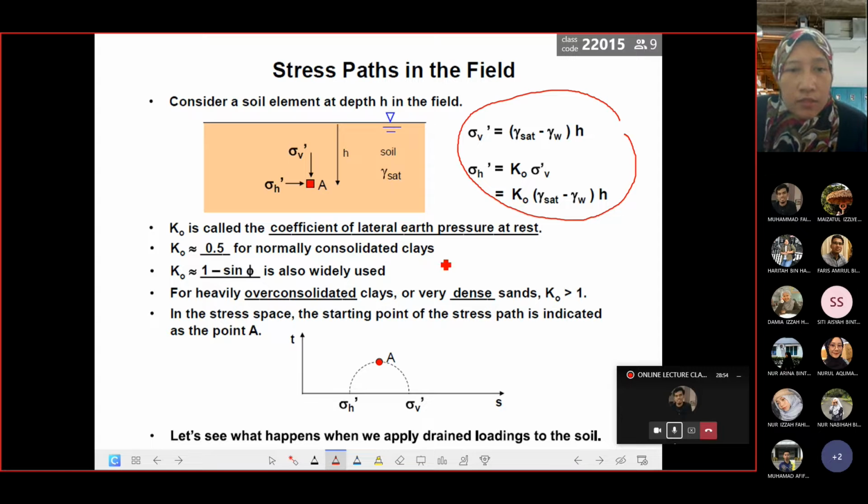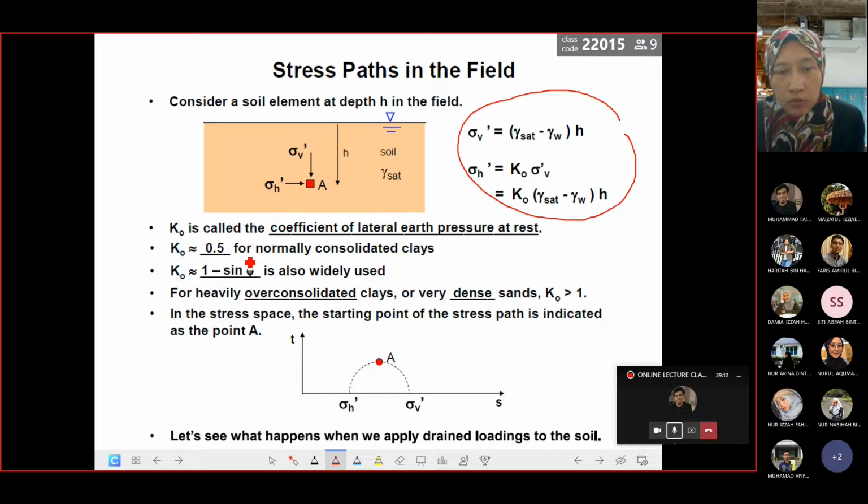Okay, normal consolidated clays ni, if you remember in order to identify the strength of the soil sama ada dia residual, ultimate, peak strength, etc. Contohnya kan untuk tanah soft clay, fine clay dia akan bagi tahu the conditions of the soil. Over consolidated clay, normal consolidated clay ni macam mana.